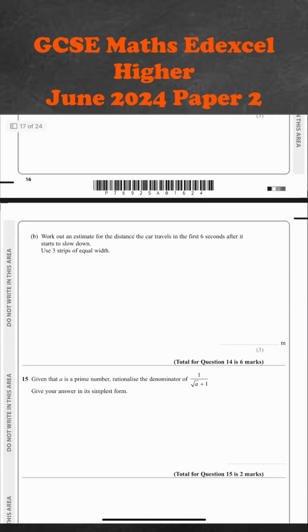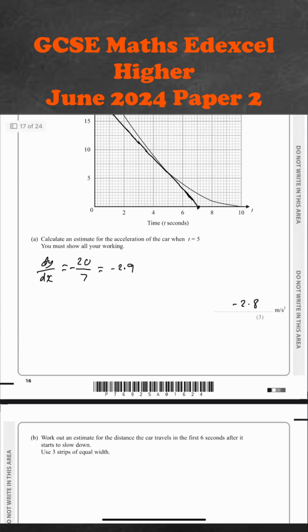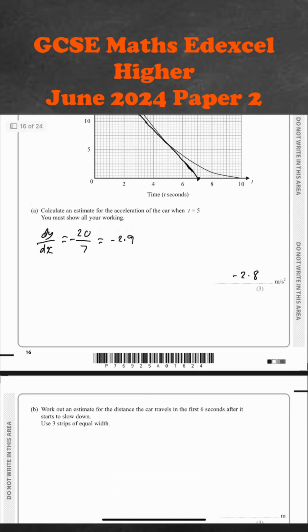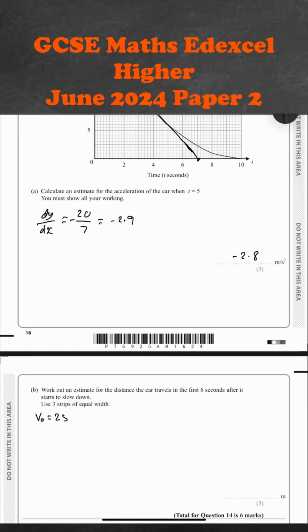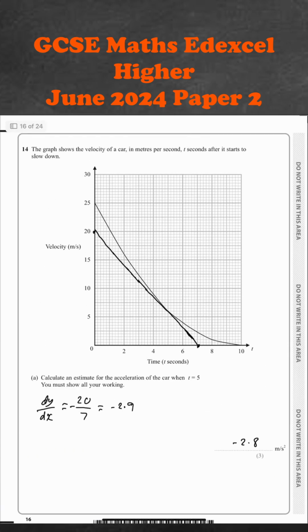Question 14, part B. Work out an estimate for the distance the car travels in the first 6 seconds after it starts to slow down. Use 3 strips of equal width. We're going to need to use a trapezium rule here. So what I'm going to do is I'm going to say V0, the first point, is going to be 25, which is our very first line up here. Then we want the first 6 seconds as 3 strips, so we want 2, we want 4, and we want 6. So at 2, we have 17. At 4, we have, what's that, 9?